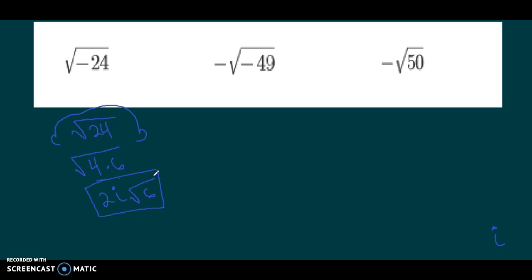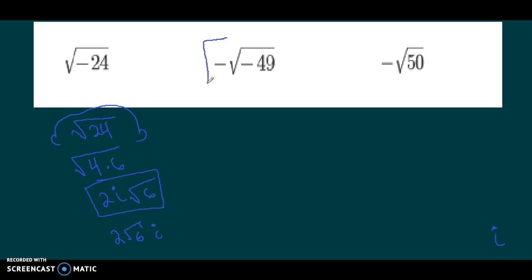But the process doesn't change. All you really got to do is slap an i on. You can actually put the i on the end as well. It doesn't really matter, but it's usually better to put it here because you don't want to confuse people and have them think that the i is underneath the square root symbol, because it shouldn't be.